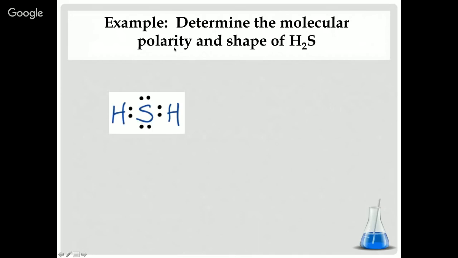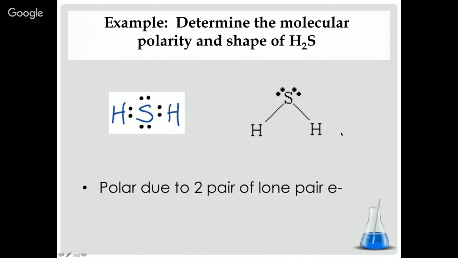So first and foremost, in terms of polarity, this is polar. And because we have 2 lone pair electrons, it's going to form that bent shape just like water. So it gives us something looking like this. And when you draw it in a bent shape, you can see that it's definitely not symmetrical. So it is polar due to the 2 pair of lone pair electrons, and it's the bent shape, again, just like water.